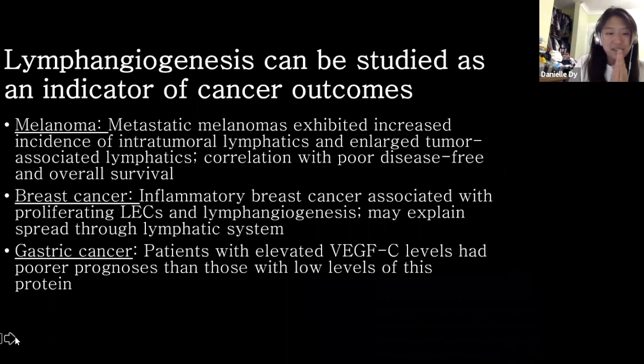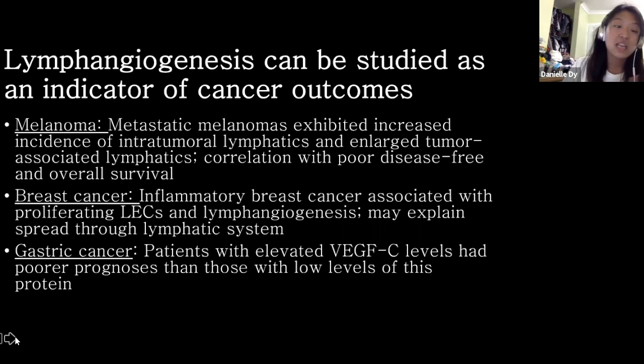So we are getting toward the end here. And one thing that the paper talked about is the applications of why it's important to understand lymphangiogenesis in the context of tumor progression and metastasis. What they found was that looking at the development of lymphatic vessels, or lymphangiogenesis, is a way that we can study or potentially look at the indications of cancer outcomes.